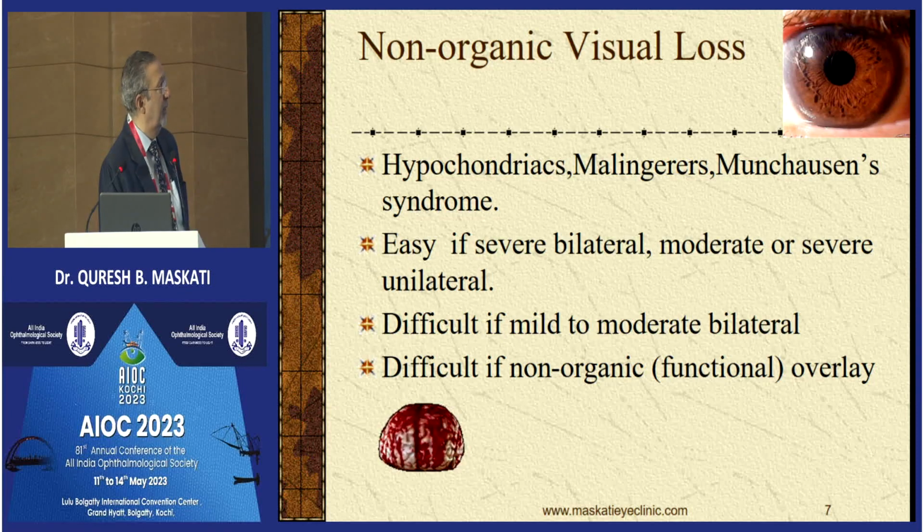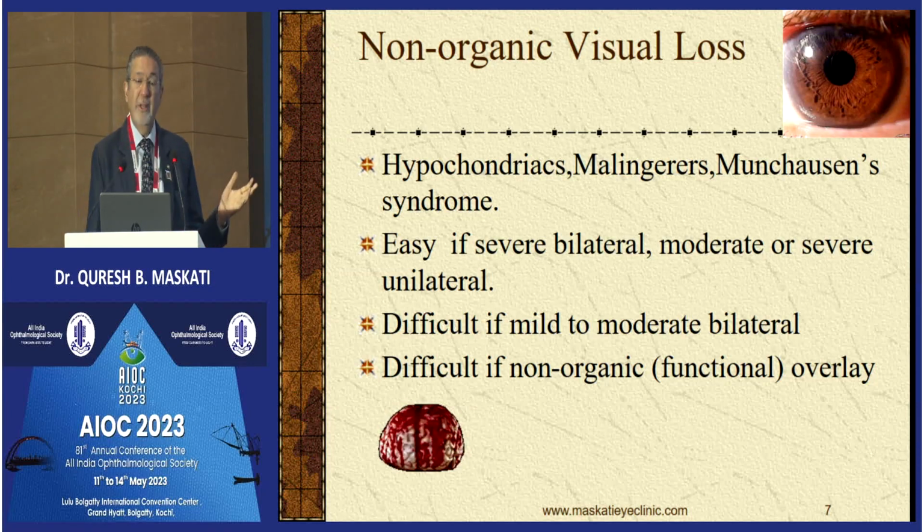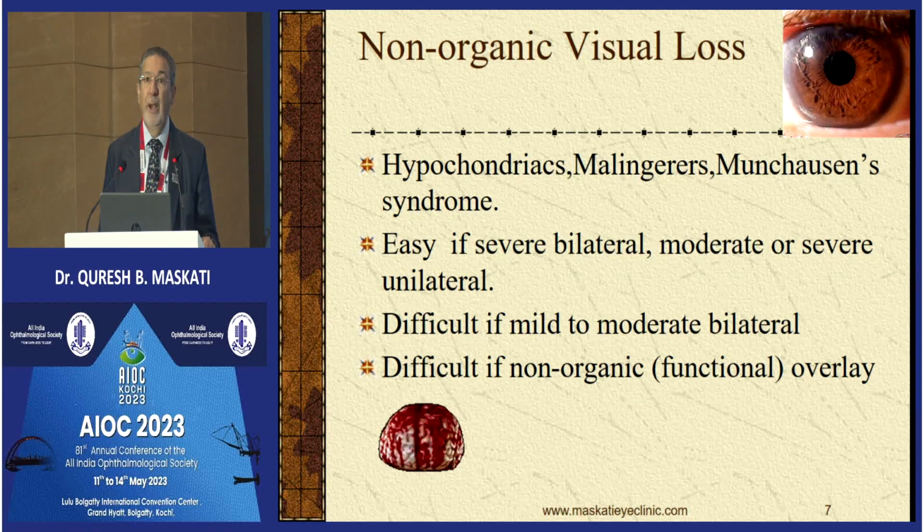If the patient has moderate or severe bilateral visual loss, it's fairly easy to pick up. Moderate or severe unilateral is again easy to pick up. It's difficult if it's mild to moderate bilateral, and difficult if there is a non-organic or a functional overlay, which means there is a genuine problem plus he's exaggerating.